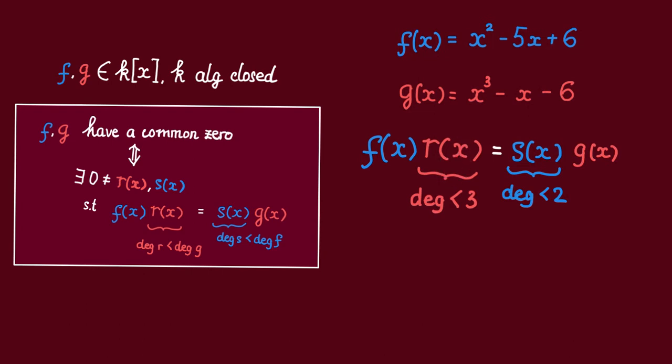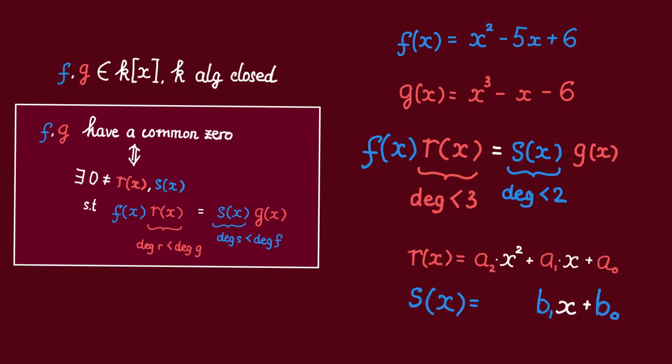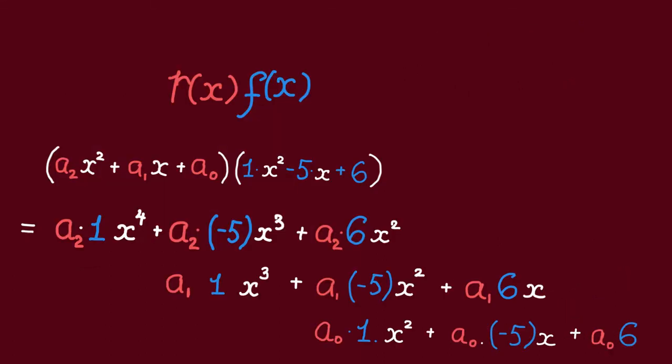This means that r must be of degree less than 3 and s must be of degree less than 2. So we can assume that r and s have these forms. Now that we know their form, finding r and s is equivalent to finding their coefficients. And if we think that way, then we can turn this into a linear algebra problem. We can use this equation to create a system of linear equations in the variables a_i and b_j. So let us do that.